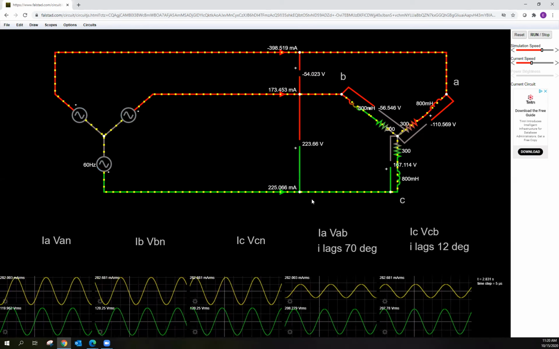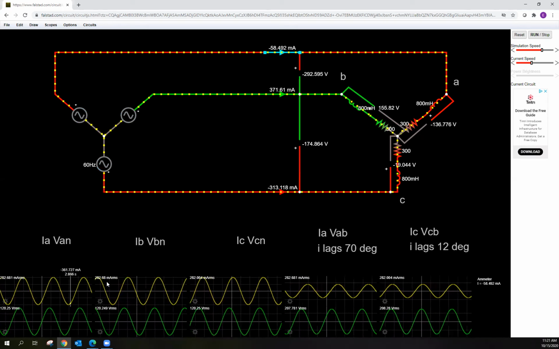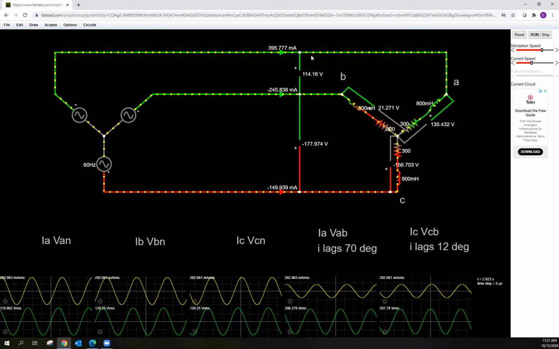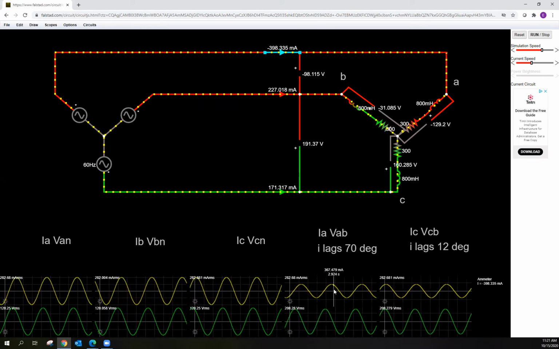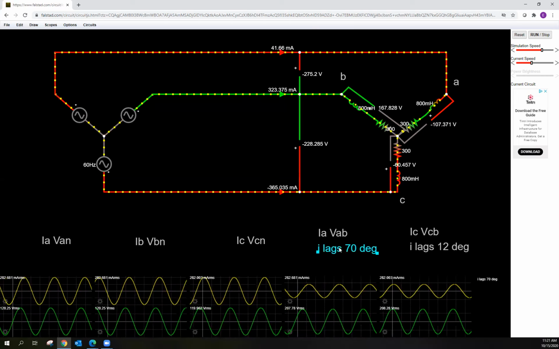What else do we have? If we look closely here, we got currents of 0.2 amps or 280 milliamps. Great, RMS. That's what these are measuring. This IA and that IA are the same, and this IC and this IC are the same. Okay, no problem. What else do we see?